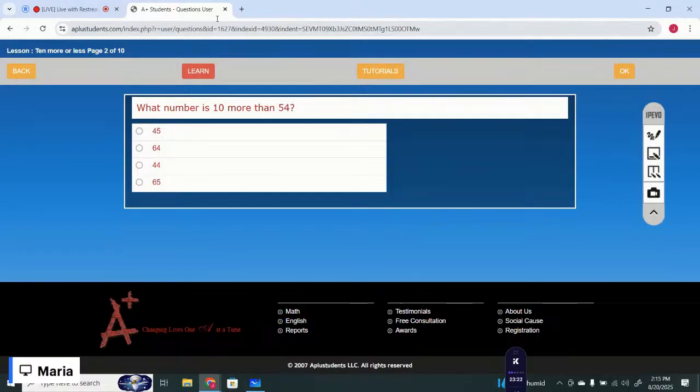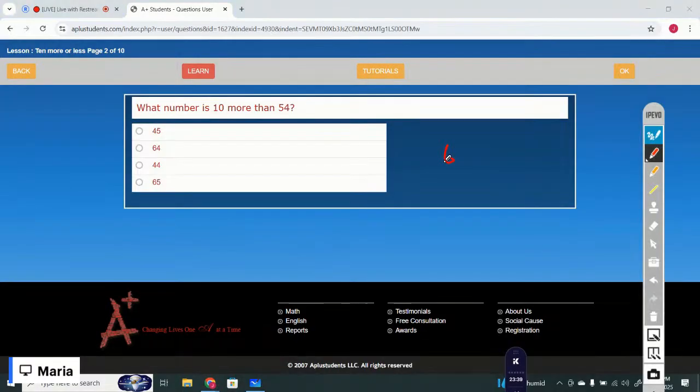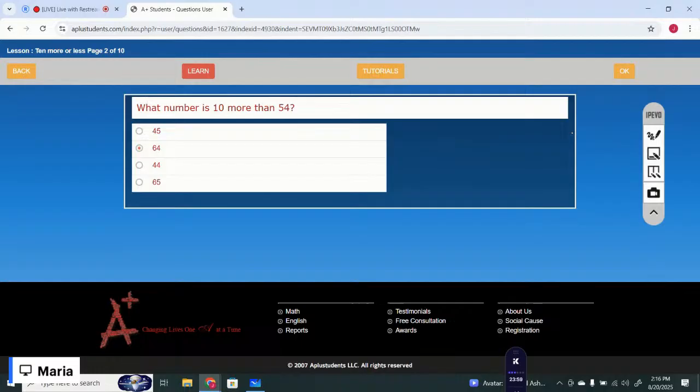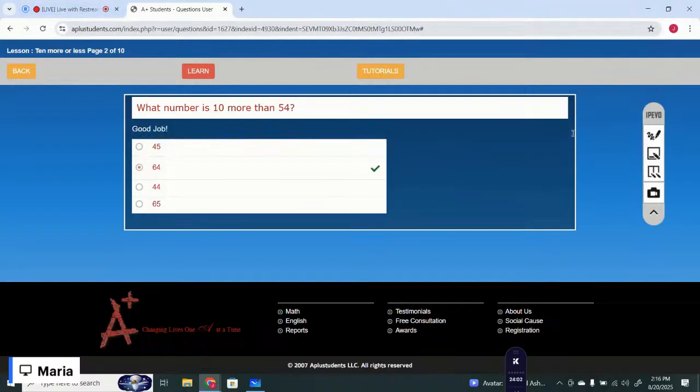Which number is 10 more than 54? 10 more than 54 means you need to add 1 to the tens digit, right? The tens digit is 5. So 5 plus 1 is 6. So that makes 64. Option number 2 is the correct option.